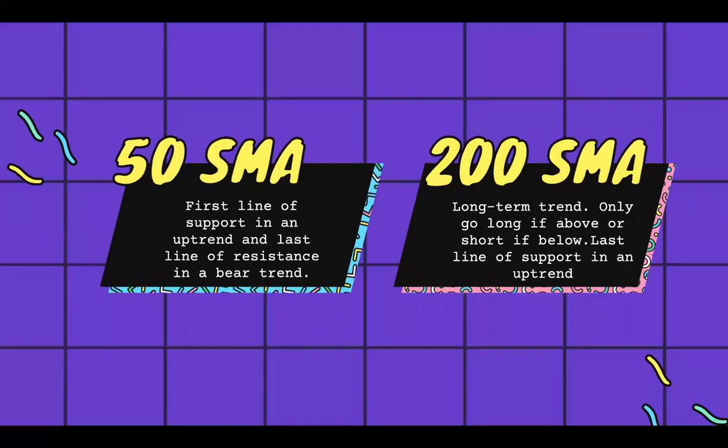So essentially, the 50 SMA is going to be your first line of support in an uptrend and the last line of resistance in a bear trend. And the 200 SMA is going to be your long-term trend. So if the 50 SMA is the medium-term strength, the 200 SMA is going to be the long-term trend. So only go long if above, or short if below. So this is the last line of support in an uptrend. So once you lose the 200 SMA, that's not a good sign for bulls.